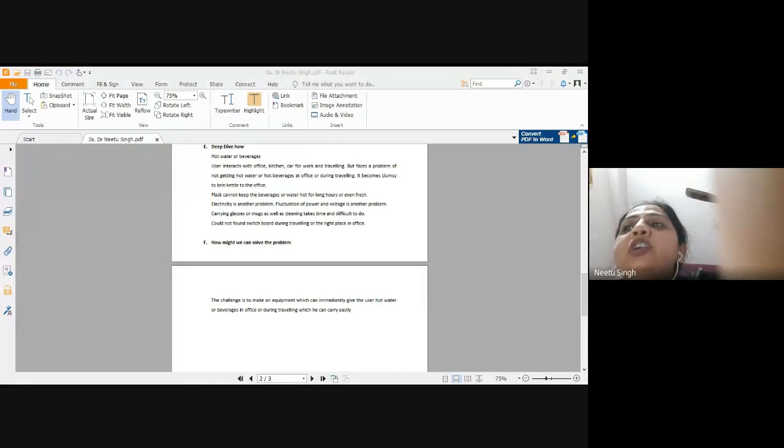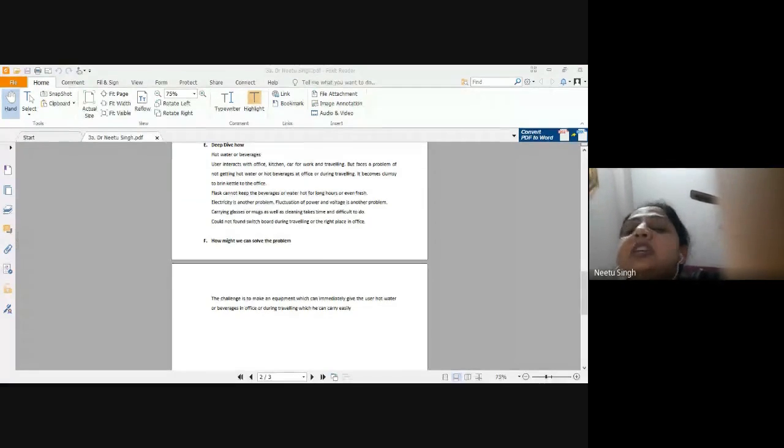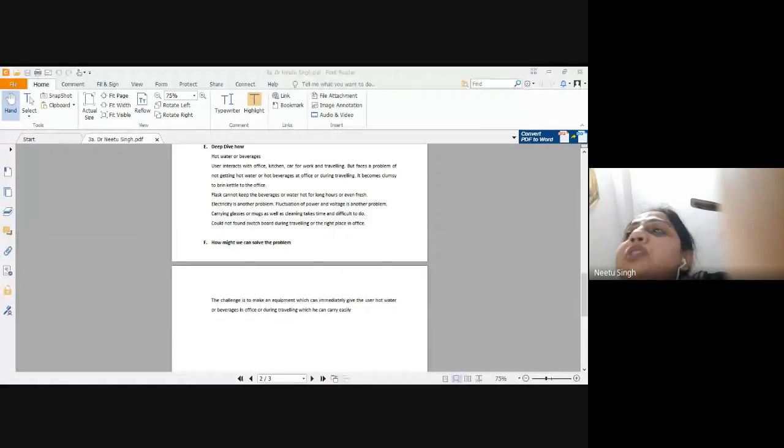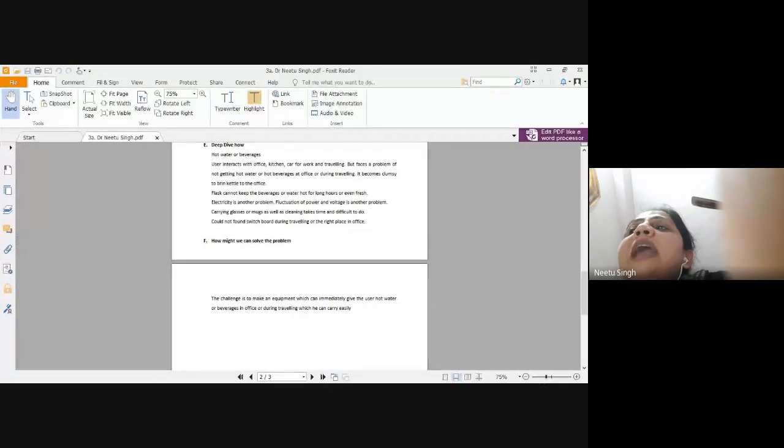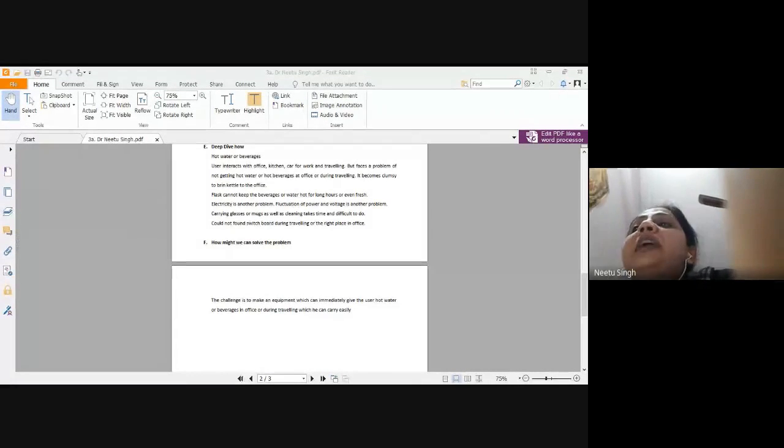Cars cannot keep beverages or water hot for long hours. The size is again a problem, smaller or larger, depending upon how many hours we are working. Electricity is another problem: fluctuation of power, and at what voltage and how many watts the kettle is taking. Carrying glasses or mugs, which I have shown in the pictorial representation, will again become a problem. The user could not find a switch or board during traveling or at the right place in the office.